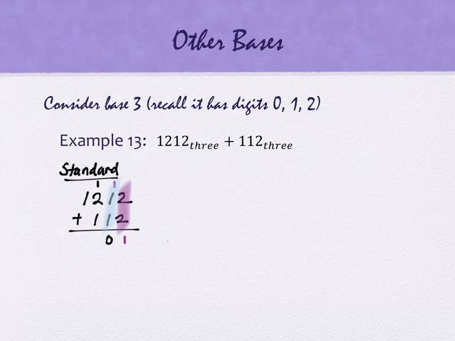All right, next column. This would be the 9s column or the 3 squared column. 1 plus 2 plus 1 is 4, right? Which is 1 3 to carry over, and 1 left over. And then finally in the 3 to the 3rd column, I have 1 plus 1, which is 2. So this is 2 1 0 1 base 3. Good job. Let's take a look at it in a lattice algorithm.